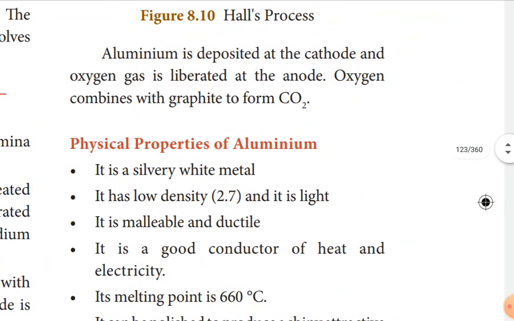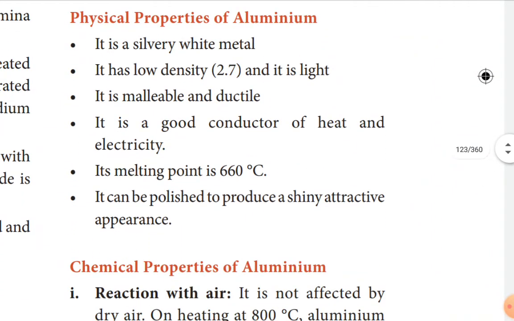Then what are the physical properties of aluminum? It is a silvery white, shining metal with a low density of 2.7, so it is very lightweight. It is malleable and ductile, and can be converted into thin wire and thin sheet. It is a good conductor of heat and electricity, which is why we use it in the manufacture of vessels and electric cables. Melting point is 660 degrees Celsius, and it can be polished to produce an attractive appearance.